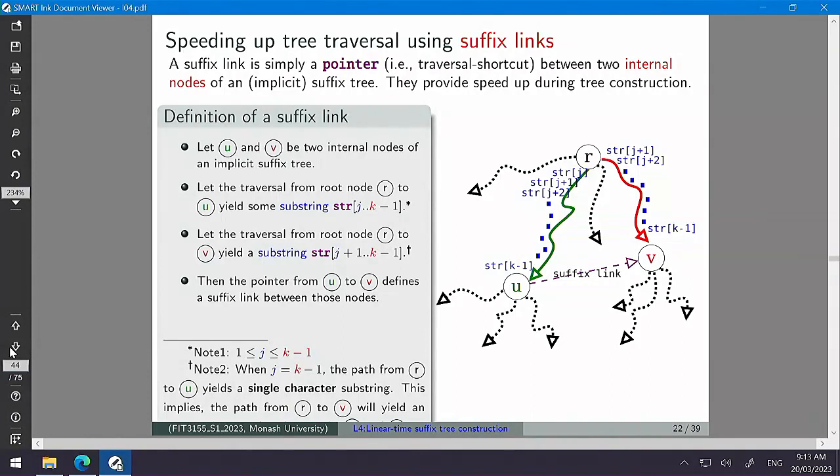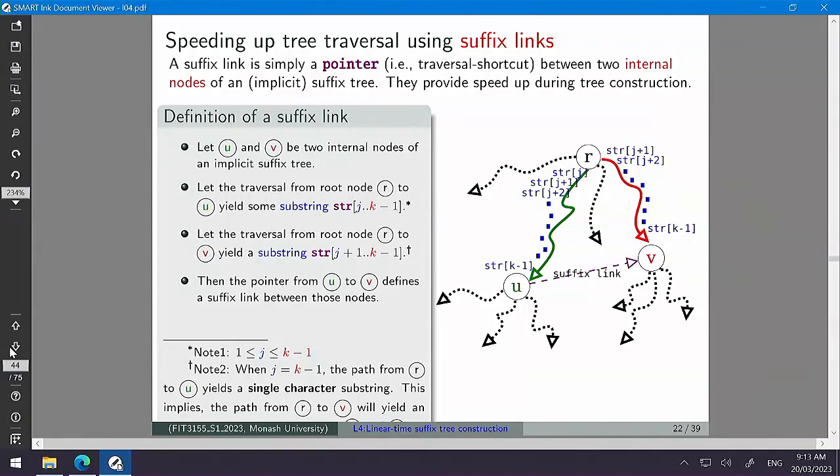Let's take 2 internal nodes and we'll label them U and V. Okay? Can you see that? Would you agree that if I have a string 1 to, let's say, n, that defines a substring going from root to the internal node? Obviously, right? It starts at some point and ends at some point. Let's call this J and let's call this K. That's what a substring means in a suffix tree.